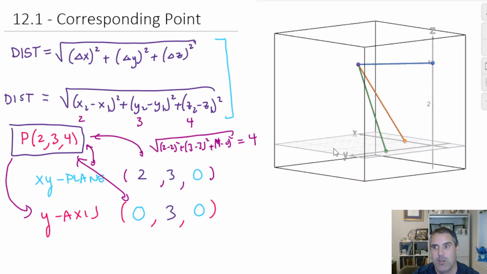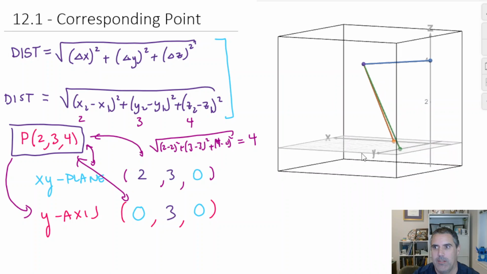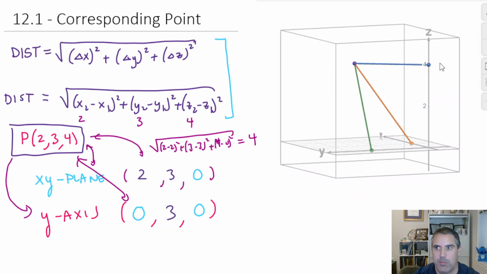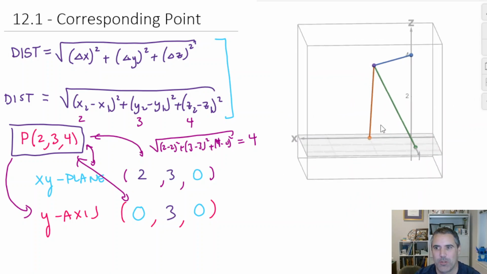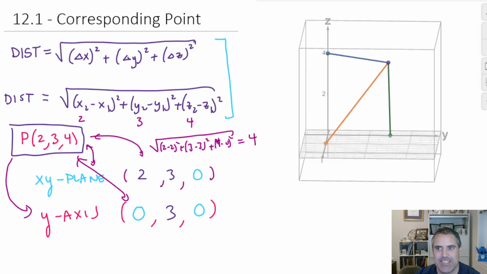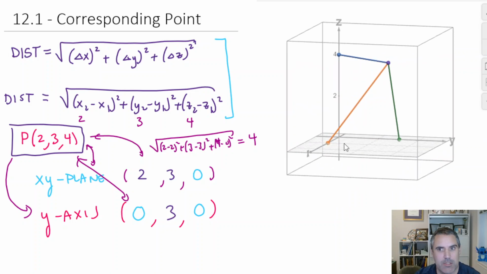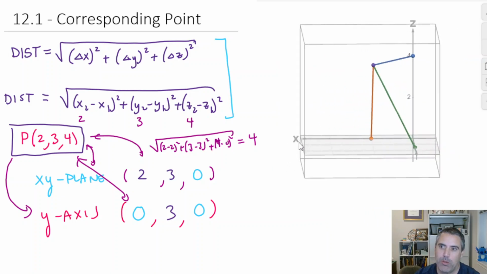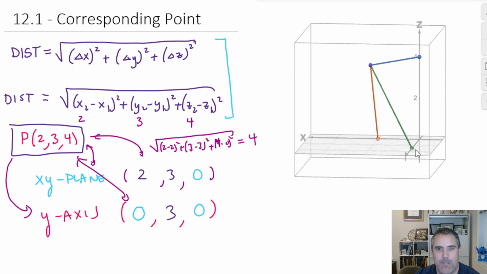If you understand the distance formula, those are not bad, but you really just need the corresponding point. What's the corresponding point that's on the z-axis, for example? It's 0, 0, 4. We got it. What's the corresponding point on the x-axis? It would have the same x-coordinate, which was 2, and then 0, 0. What's the corresponding point on the y-axis? It's the same y-coordinate, 3, and the other coordinates are 0.